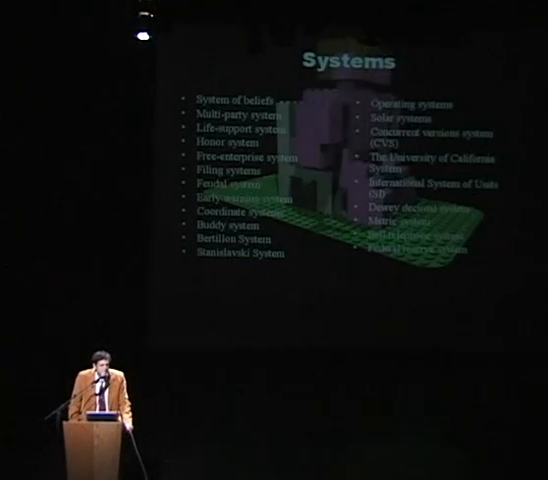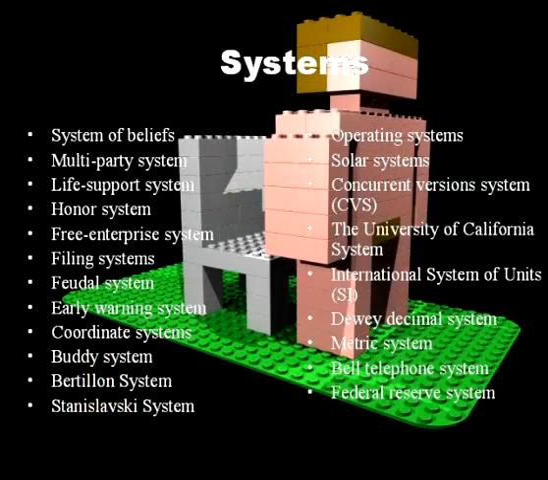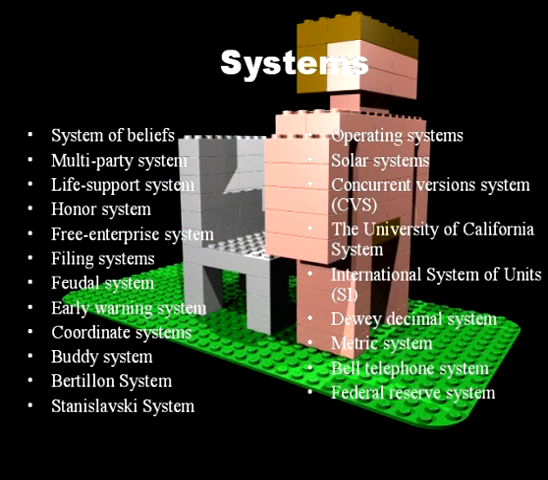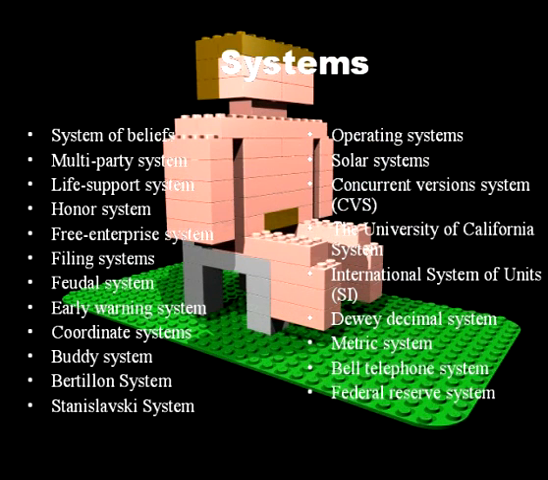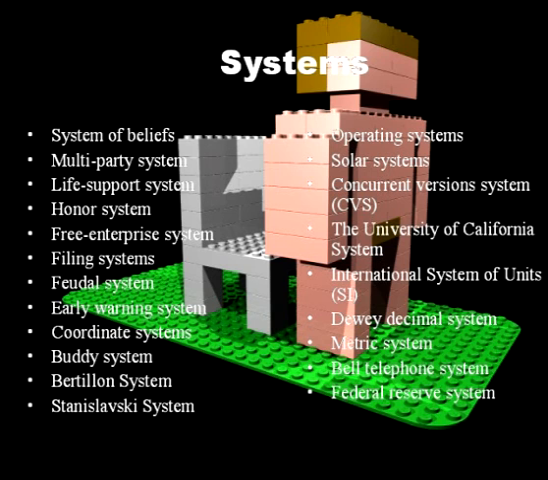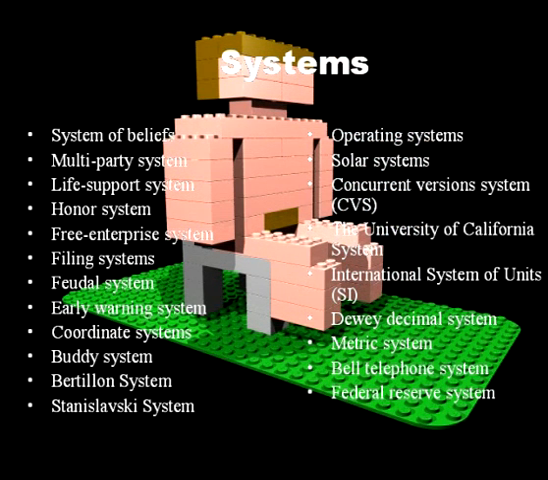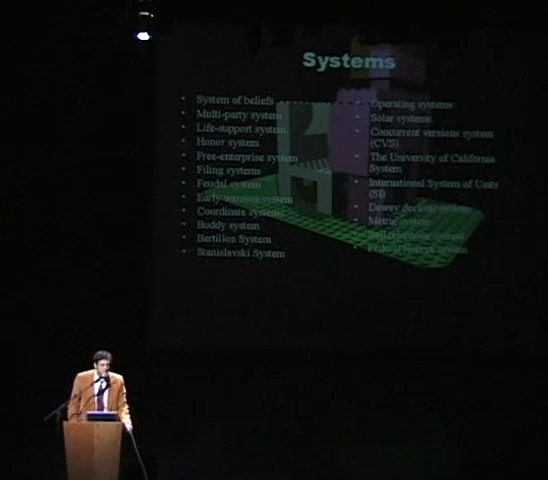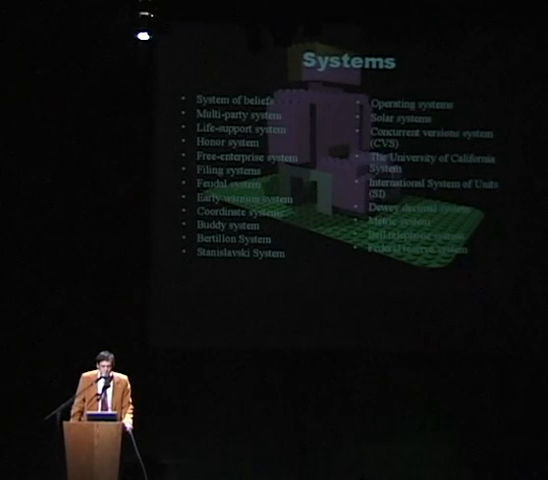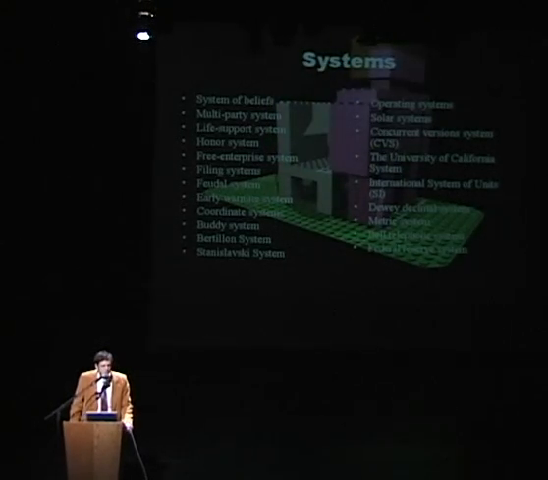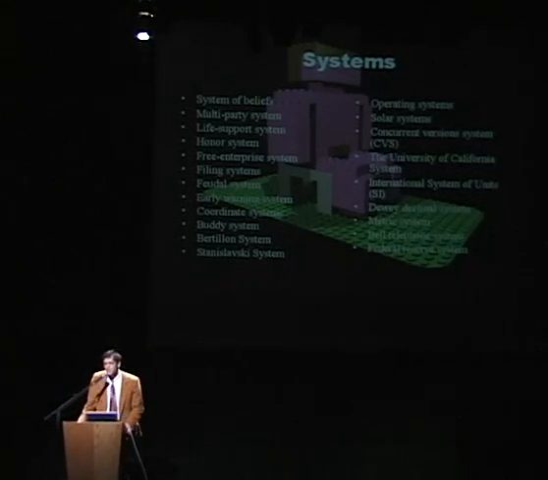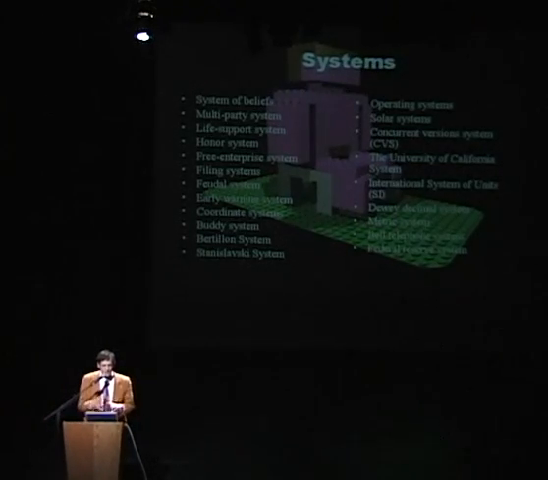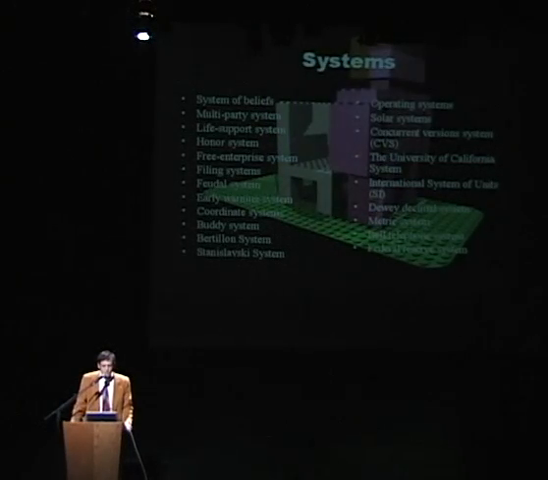I think some other models can be thought of as systems. Oftentimes if you hear something called a system, that might be a model. For example, systems of belief, multi-party systems, life support systems, the honor system, free enterprise system, filing systems, the feudal system, the early warning system, coordinate systems, by which I mean polar coordinates or Cartesian coordinates, ways of describing two-dimensional space. The buddy system, the Bertillon system, an early criminal identification system. Before they had fingerprints, they used to measure the lengths of people's arms and faces and everything, and it was believed that was a unique way of describing a criminal.